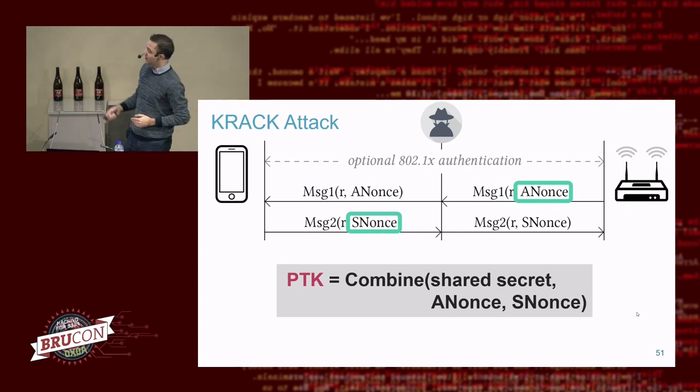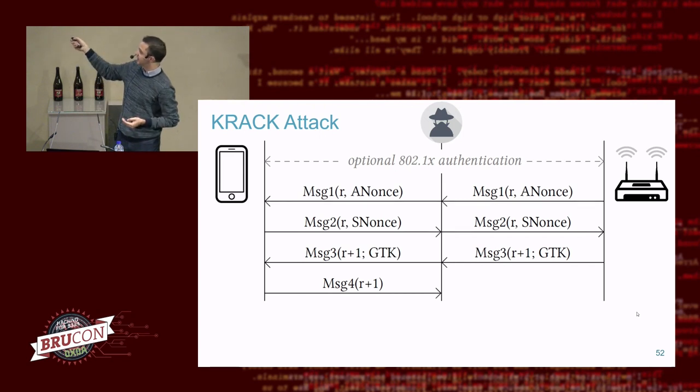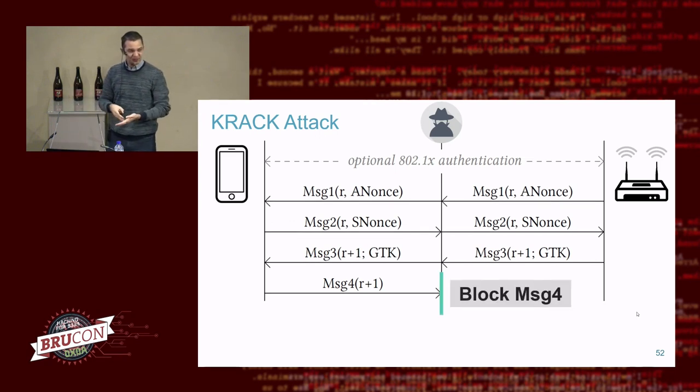So after this, there are two more frames that are exchanged in this handshake. And a bit simplified, these frames just confirm that both parties negotiated the same session key. Now, what we do as an attacker here in order to attack WPA2 is we're not going to forward this last message to the access point. So we're not going to forward it, which essentially means we're blocking this frame from arriving at the access point.